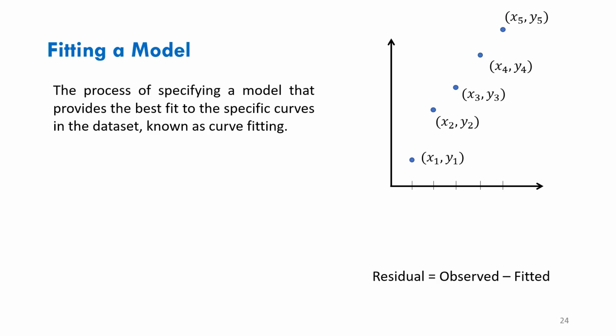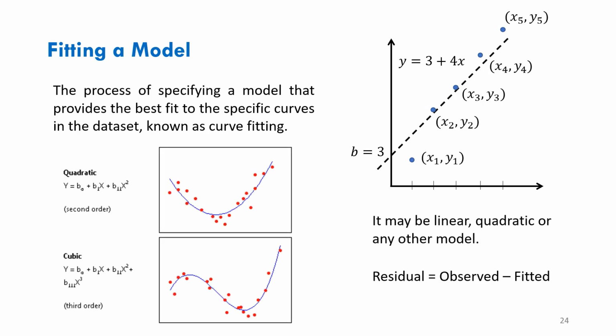How do we get this data set to fit a model? We try to make a curve or a model pass through the maximum number of data points, and we find which equation is the best fit. It may be linear, quadratic, or another type of model. We can use the equation of a straight line, or quadratic equations, or cubic equations, or even exponential equations.